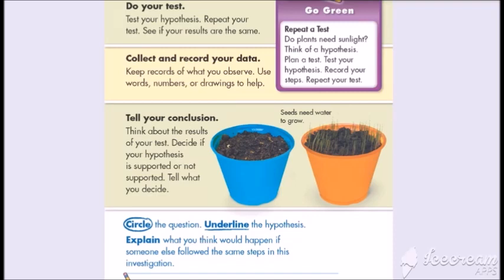Then we should make a conclusion. The result that we have. What do we think about the result? Yes, to make sure the hypothesis that we have is true or not. We were talking about the seeds that need water. As you see here, the seeds have grown, but here the pot without water, of course, will not grow because seeds need water.